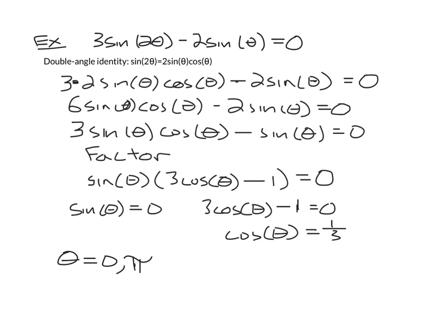As far as cosine of theta equals 1/3, well, we've seen stuff like that. It's not one of our known trig values, and so we just need to use our calculator, right? Theta is some angle, so what is it? Well, it's just theta equals arc cosine of 1/3. All right, punch that into your calculator, and you get 1.23.